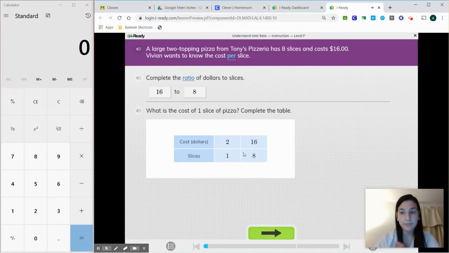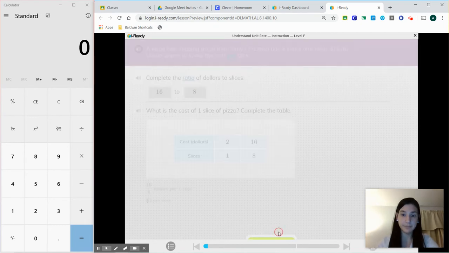We call the number of dollars per slice the rate. 16/8 dollars per 1 slice is the same as $2 per slice. So remember, unit rate is when we're comparing something to one item. So per whatever, and it's going to be per one whatever.